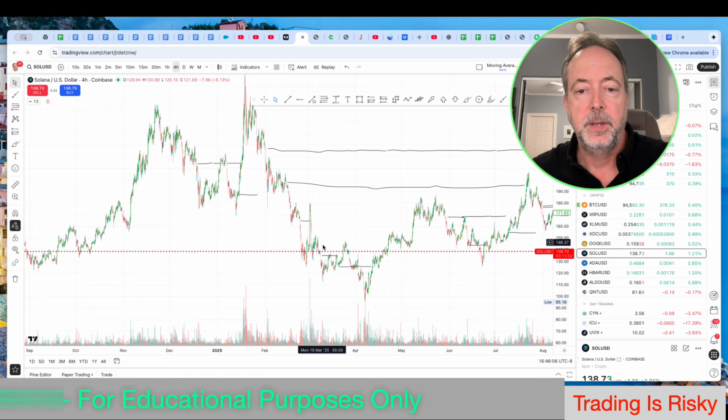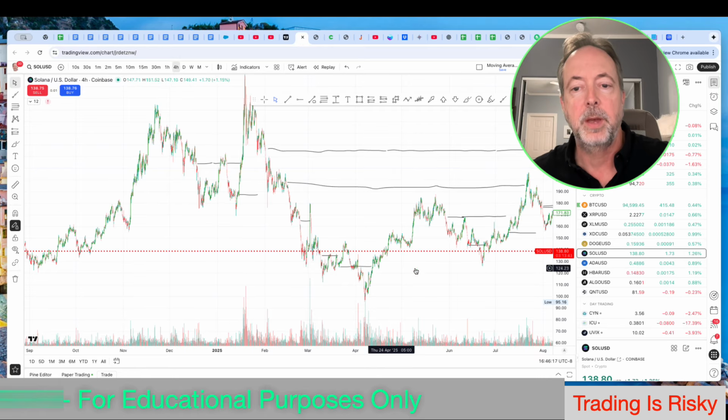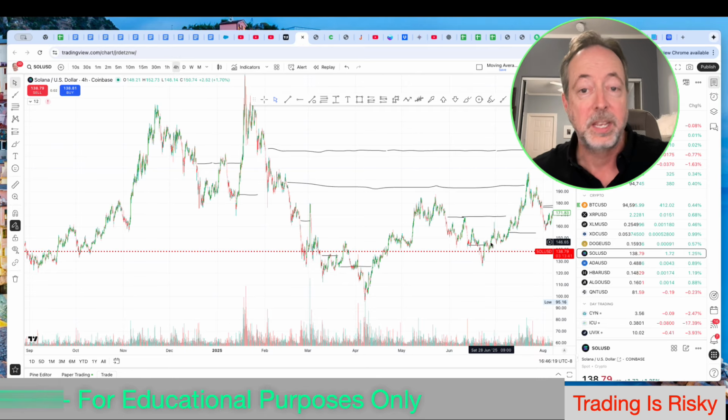It broke this one and lingered down here. I could have bought anywhere down here, and it ultimately came back up. It just went a little bit above it and then shot back down. It broke this one, came back up. It broke this one, came back up, and the same with the next several.